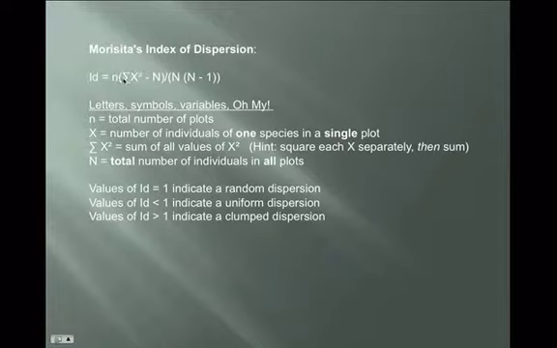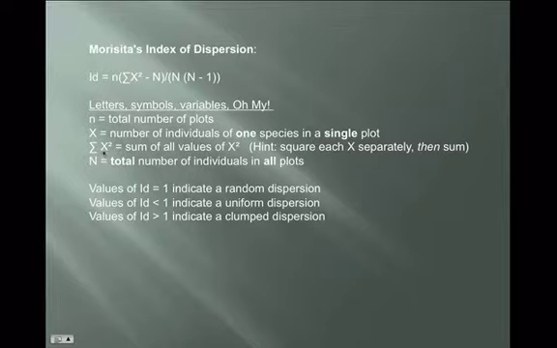So this equation calls for the fact that we count out the total number of plots, which were 4, and then the number of individuals of one species in a single plot. So when I said subplot 2, that would be x. So x is 2 for subplot 1. And this symbol sigma here means that you add them all up. So you add up all the x's squared. So that's the whole idea.